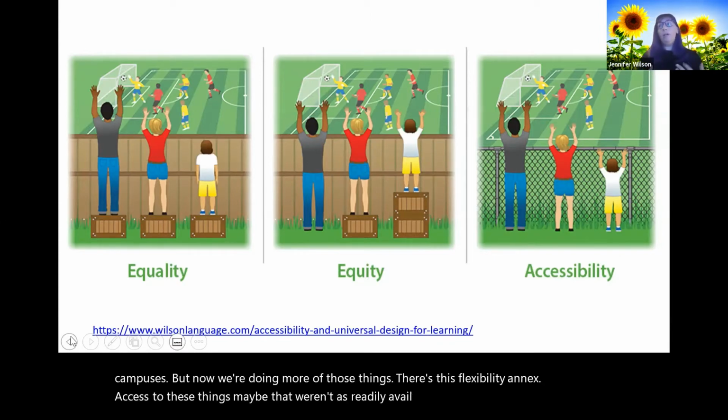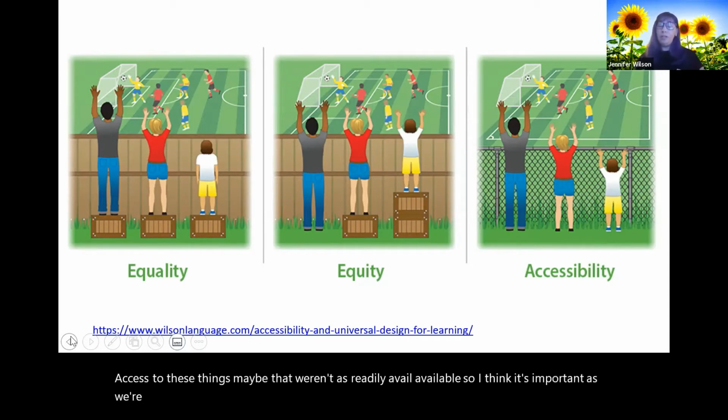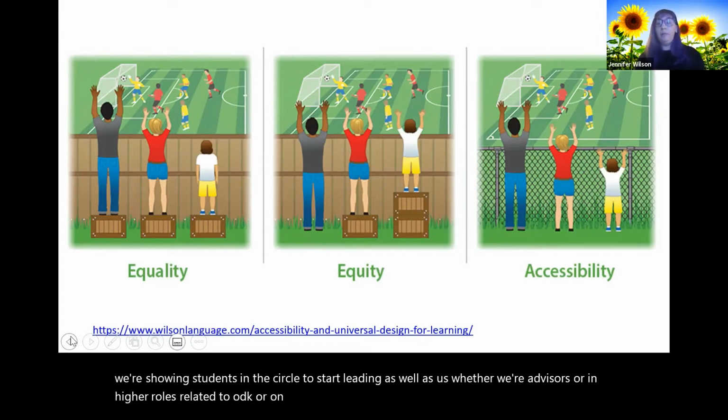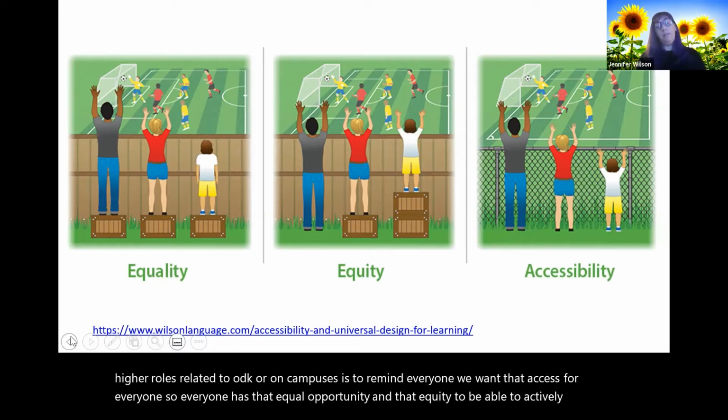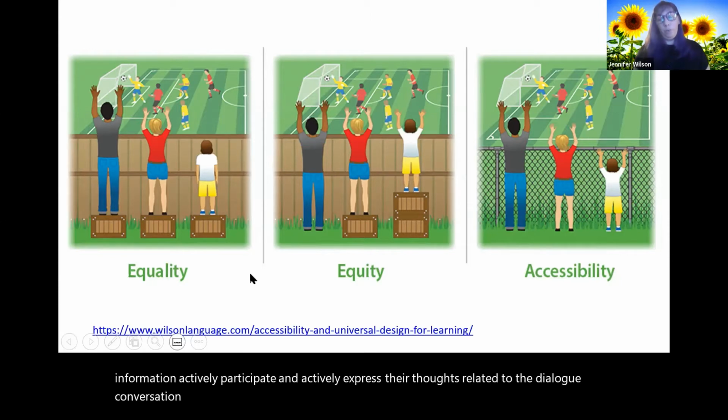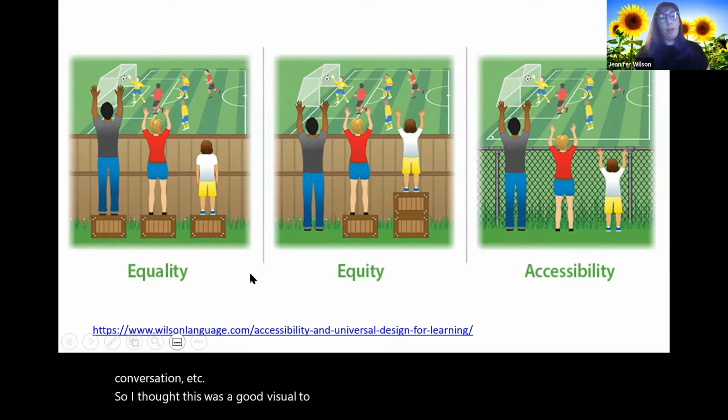So I think it's important as we're showing students in the circle to start leading, as well as us, whether we're advisors or in higher roles related to ODK or on campuses, to remind everyone we want that access for everyone. So everyone has that equal opportunity and that equity to actively get the information, actively participate, and actively express their thoughts related to the dialogue, conversation, etc. So I thought this was a good visual for that piece.